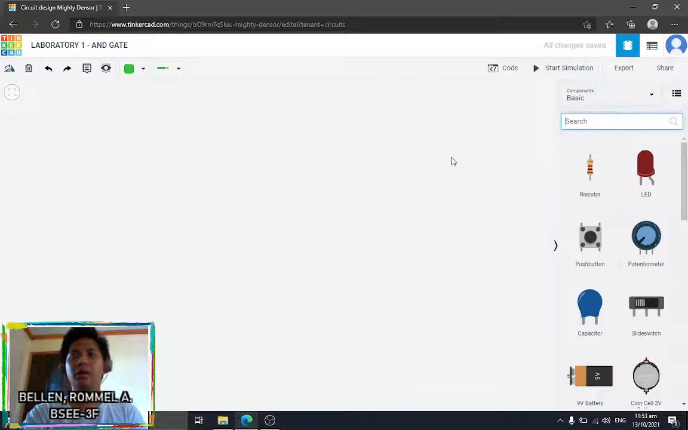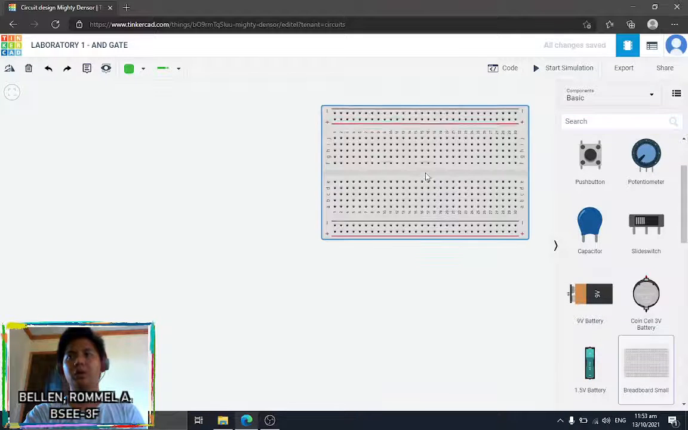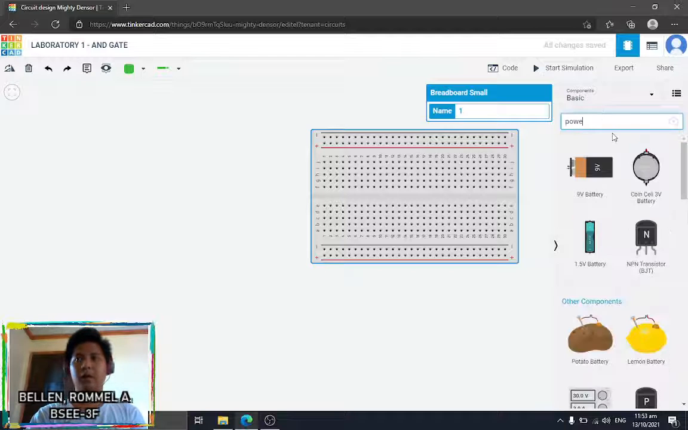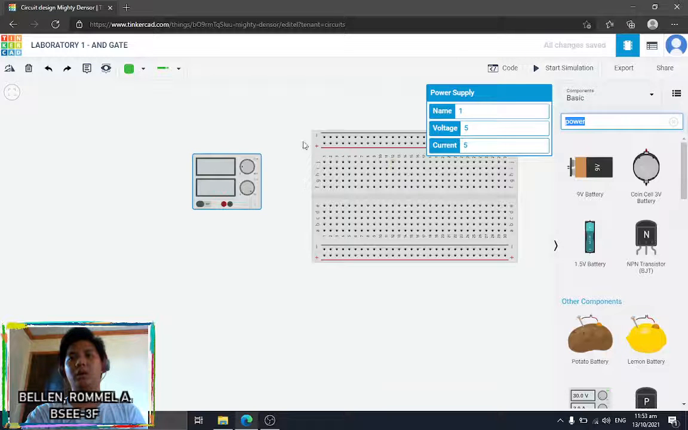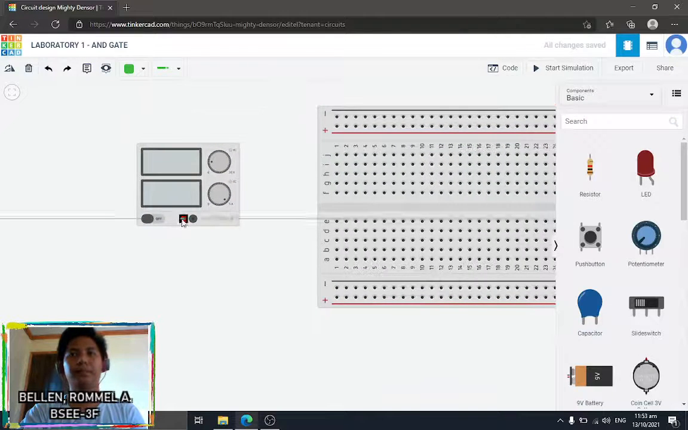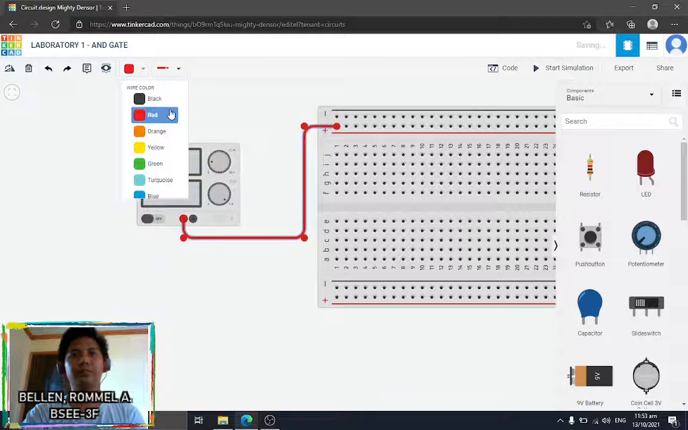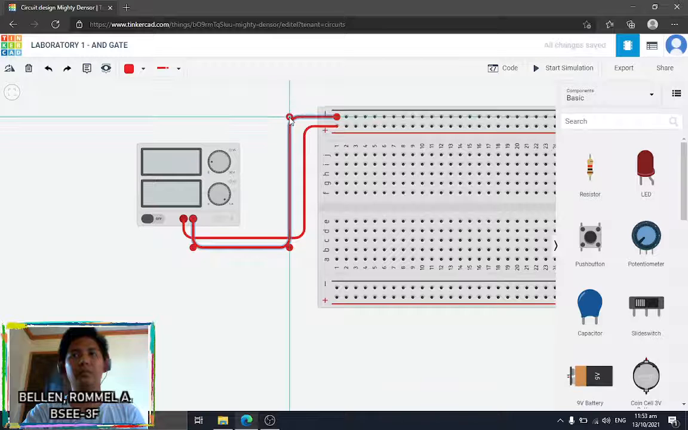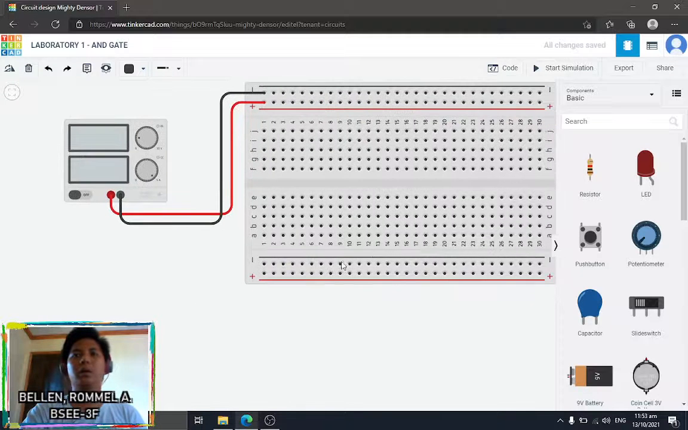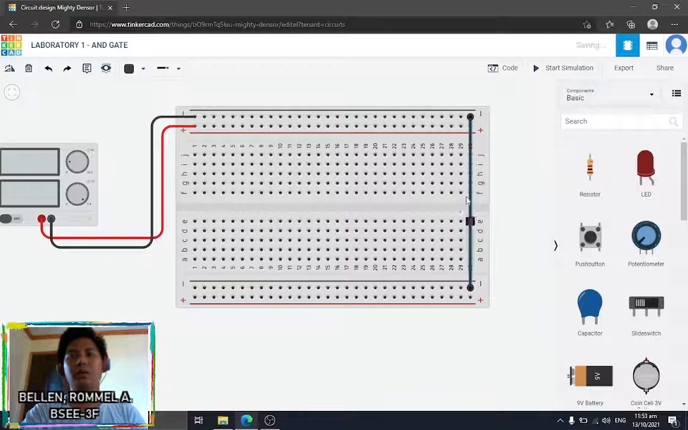Okay, good day. So after the NOT and the OR gate, now we're gonna do an AND gate connection. Small breadboard, adjustable power supply. Okay, first we're gonna connect this motherboard. Red for positive and black for negative. Also connect this.